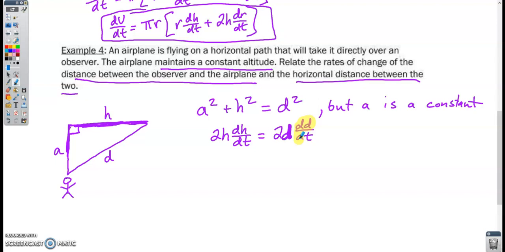All right, folks, that was an introduction to related rates. You're going to do a little bit of practice with this material, and then we're going to come back and dig into related rates and how we solve them.